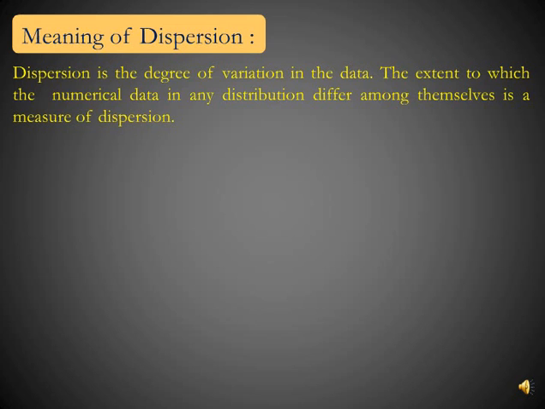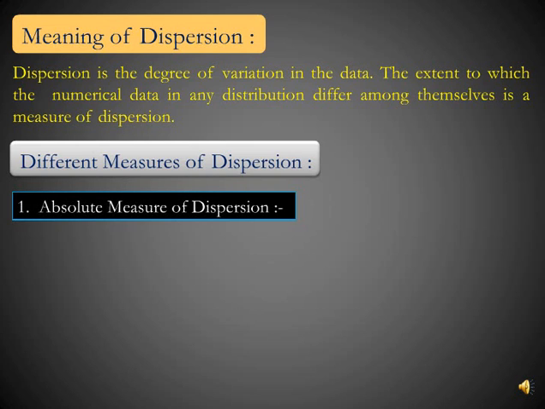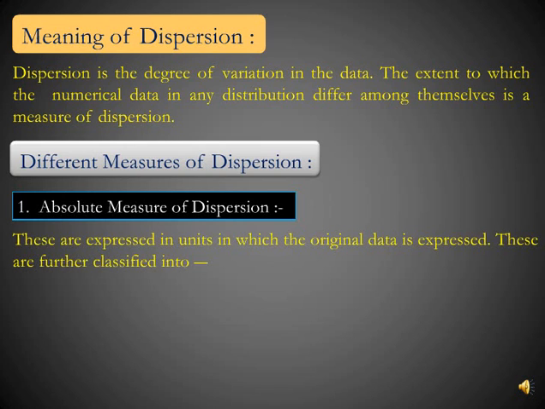The average value gives us the central value, but it does not give us any information about the spread of the actual values around that central value. This spread of the observed values is known as dispersion. So, here comes the meaning of dispersion. Dispersion is the degree of variation in the data. The extent to which the numerical data in any distribution differ from among themselves is a measure of dispersion.